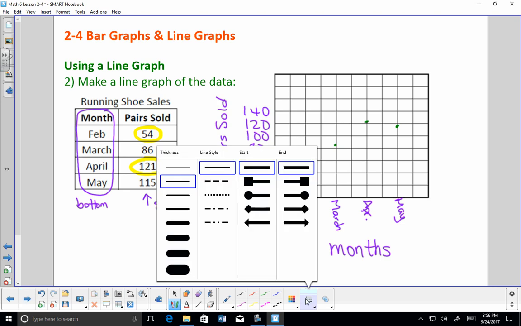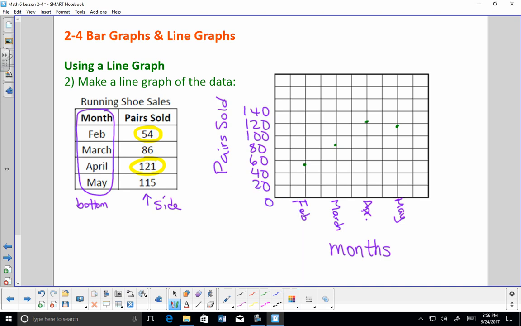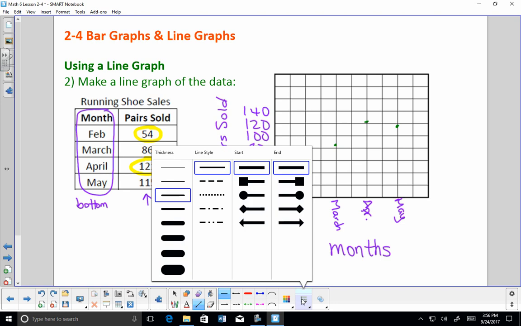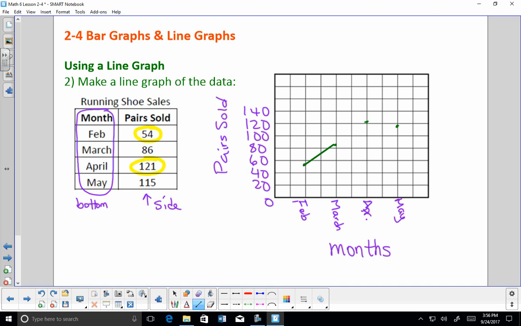And I want green for my color because that's what I used. And I think it's this green. It was supposed to give me a straight line. There we go. Let's try that again. I want this, and I want it in green. And let's see. There we go. Now I can connect my points a little bit better. And there we go. Last thing we need to do, we need to title our graph. This happens to be running shoe sales.